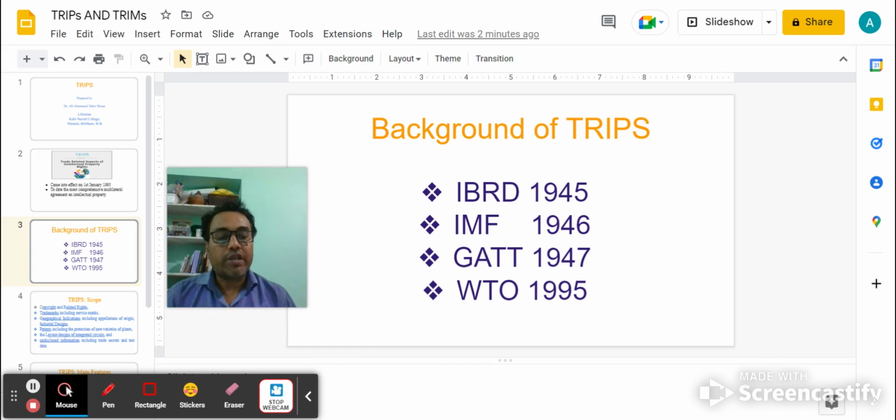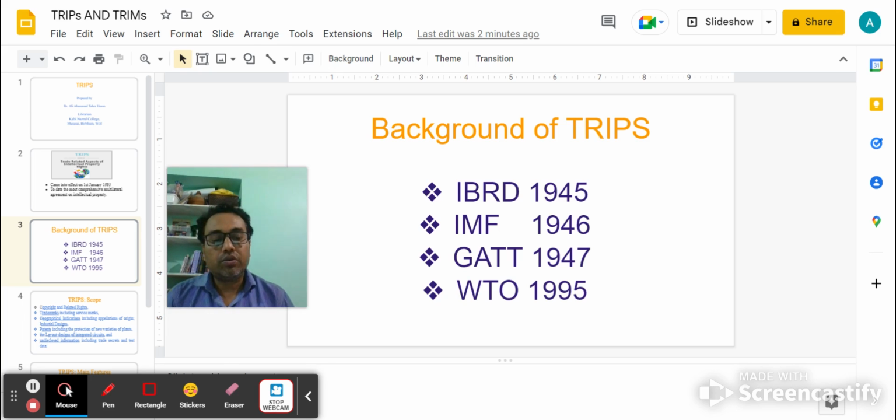In 1947, the General Agreement on Tariffs and Trade was established to harmonize world trade. Until the establishment of the WTO, the World Trade Organization, in 1995, GATT was the only multilateral instrument governing world trade since 1948.